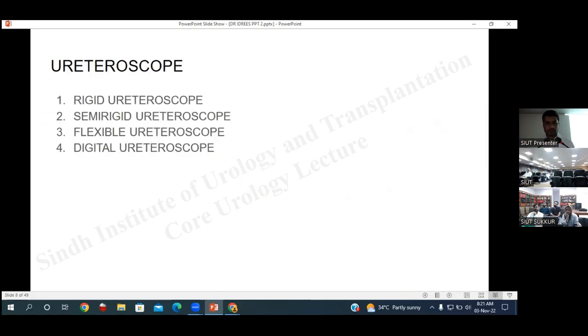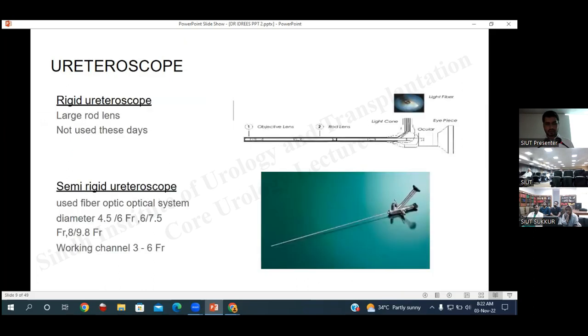Ureteroscope. There are 4 types of ureteroscope: rigid, semi-rigid, flexible, and digital ureteroscope. First of all, the rigid ureteroscope has a large diameter and large rod length, and is not used these days. The semi-rigid ureteroscope uses a fiber optic system. The diameter is 4.5/6 FR, 6/7.5 FR, 8/9.8 FR, and the working channel is 3 to 6 FR.